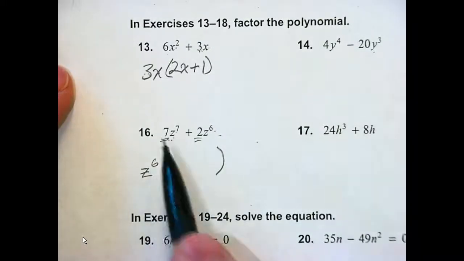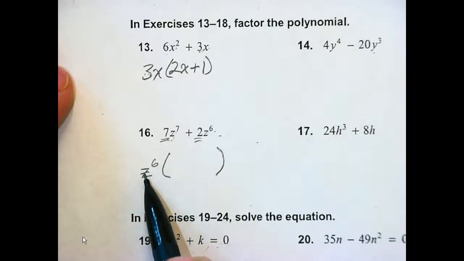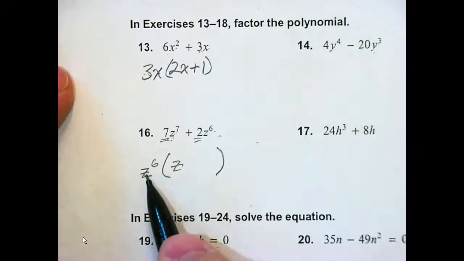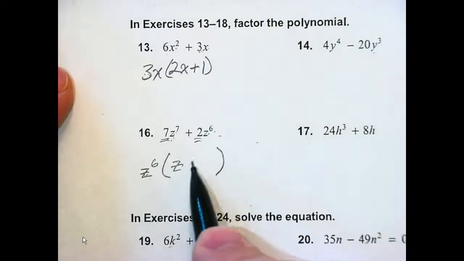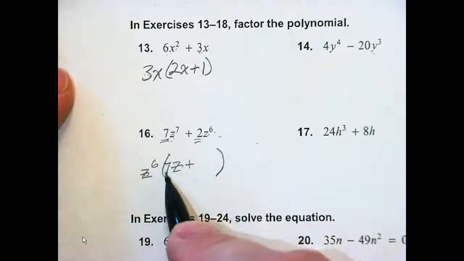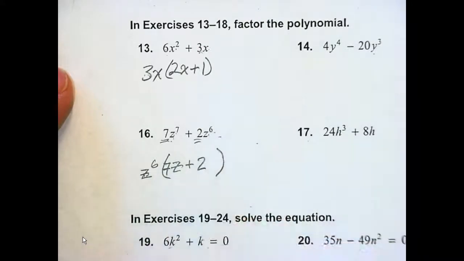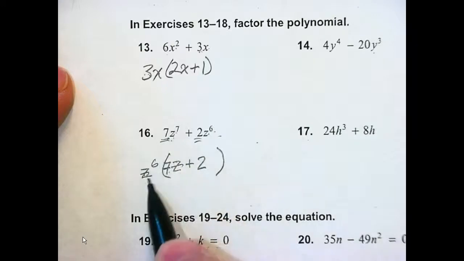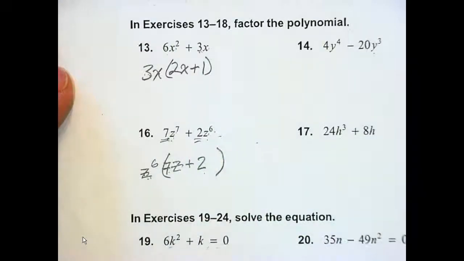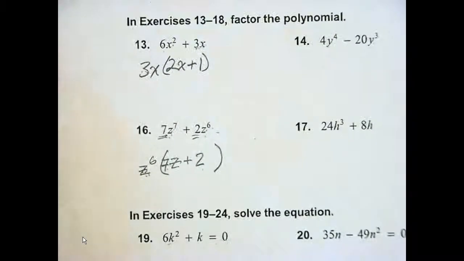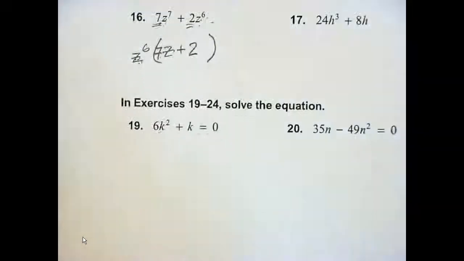Why do you put the 6? Because I can multiply z to the 6th times z to the 1st to get z to the 7th. And I can multiply z to the 6th by 1 to get z to the 6th. Since I'm missing the 7, I have to put 7 right there. And since I'm missing the 2, I need to put 2 right there. So notice, if I multiplied this out, z to the 6 times 7z is 7z to the 7. And z to the 6 times 2 is 2z to the 6th. I've now factored it. The whole reason we do that is so that you can solve, which is what we're doing in this step right here.